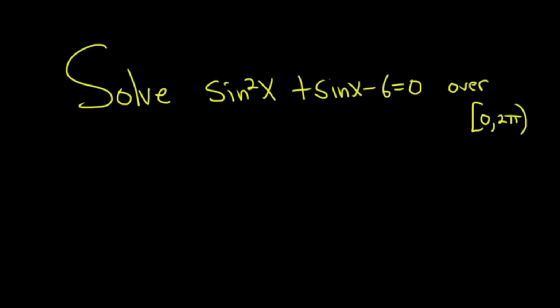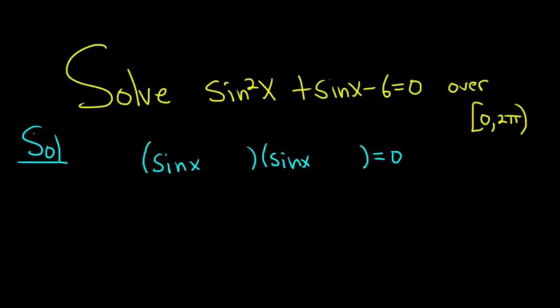Sine squared of x plus sine x minus 6 equals 0 over 0 to pi. Solution. So it looks like we have a quadratic equation in sine x, so we should definitely try to factor it. We know it should look something like this, because when you multiply sine x times sine x, you get sine squared x. So we need two numbers that multiply to negative 6 but add to 1. So I'm thinking positive 3 and maybe negative 2. Let's check: 3 times negative 2 is negative 6, and when you add them, you get 1.